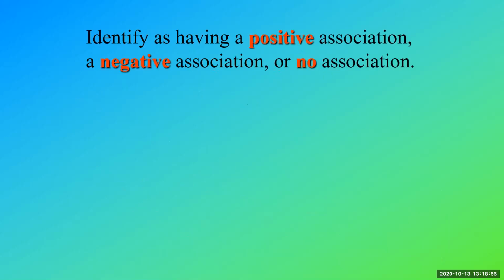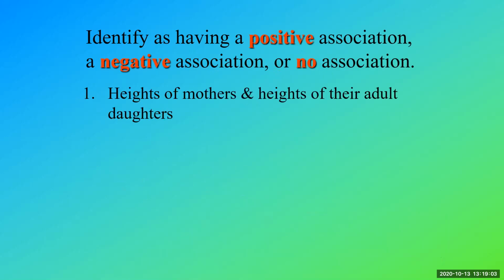So let's identify these scenarios. Are they a positive association, a negative association, or no association? We have the heights of mothers and heights of their adult daughters. Well, that probably has a positive relationship. Taller people tend to have taller children, not all the time, but if you were to pull 100, that would probably be most of the case. That's also true just based on nationality. Certain nationalities are taller than other nationalities.